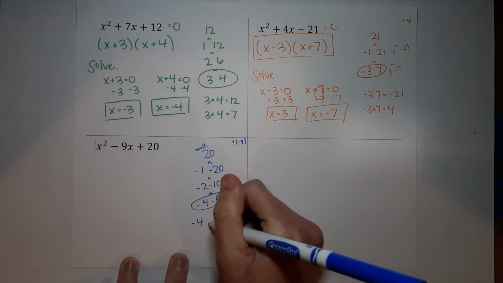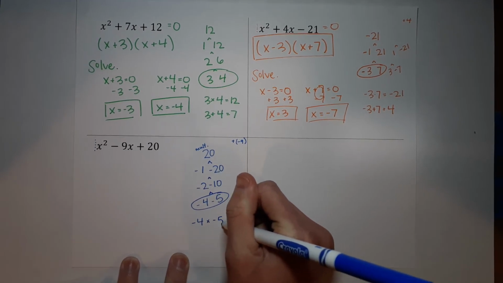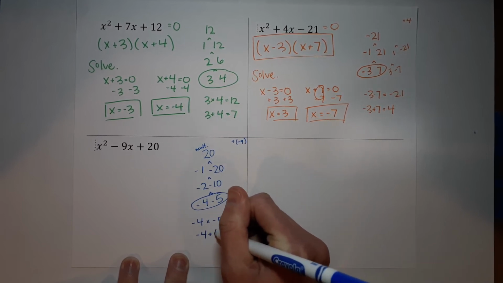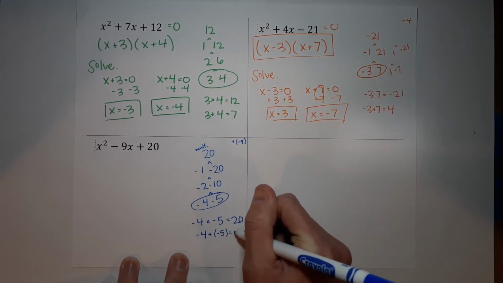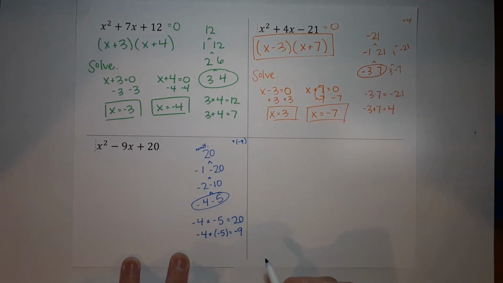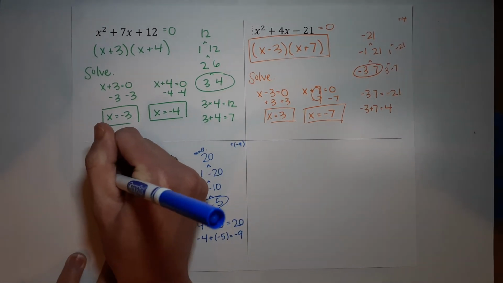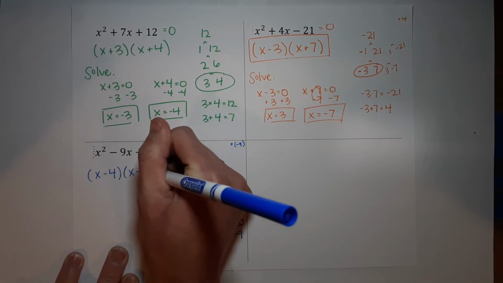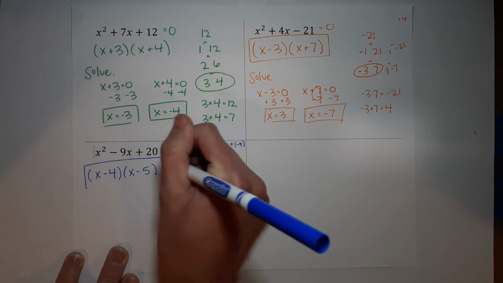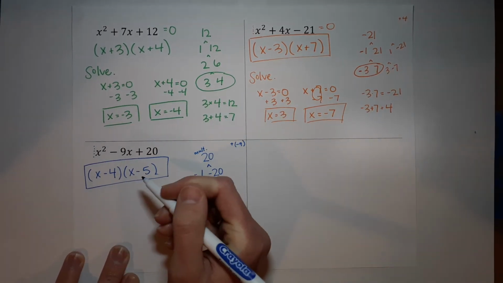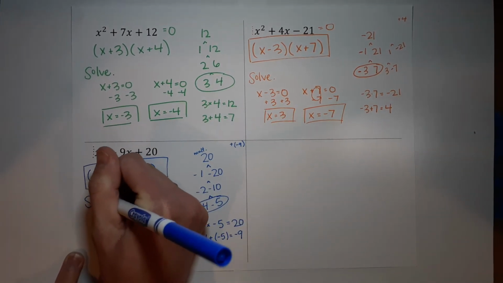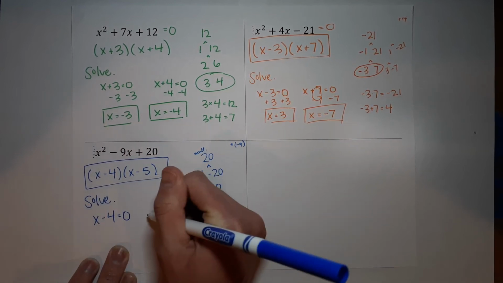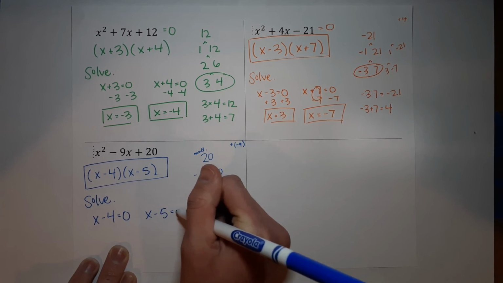So I've got -4 times -5 gives me 20. -4 plus a -5 gives me -9. So -4 and -5 are my two numbers. So we've got x minus 4 times x minus 5. And you are done if you're just asked to factor. If you're asked to solve, we just set them equal to 0. X minus 4 equals 0. X minus 5 equals 0.